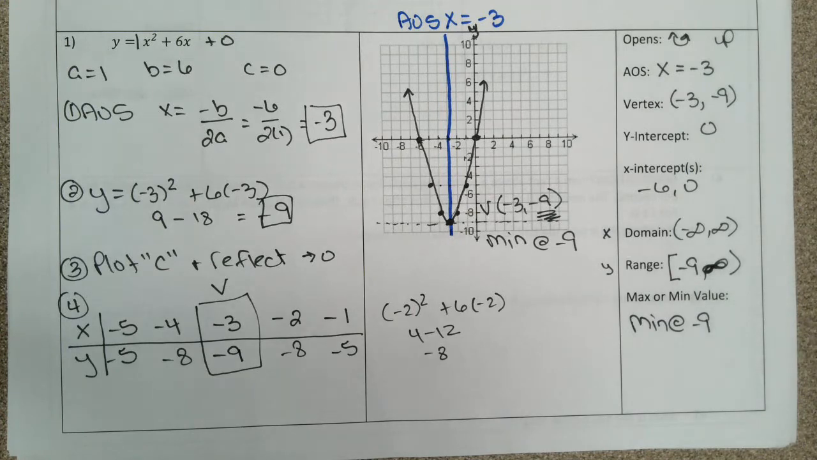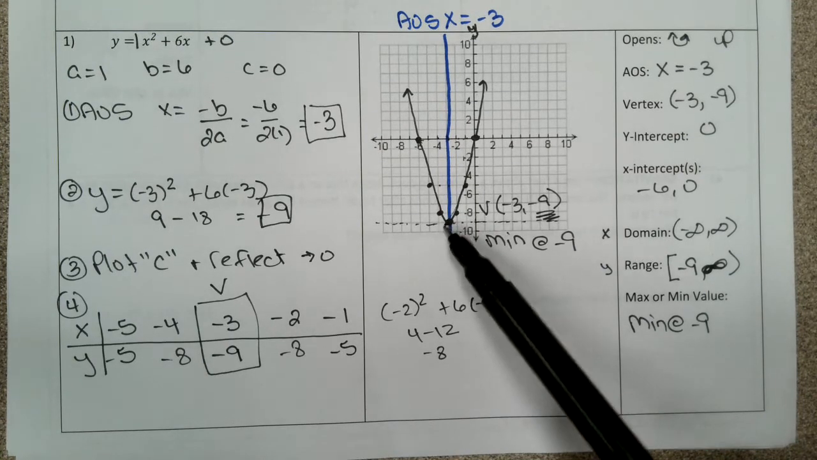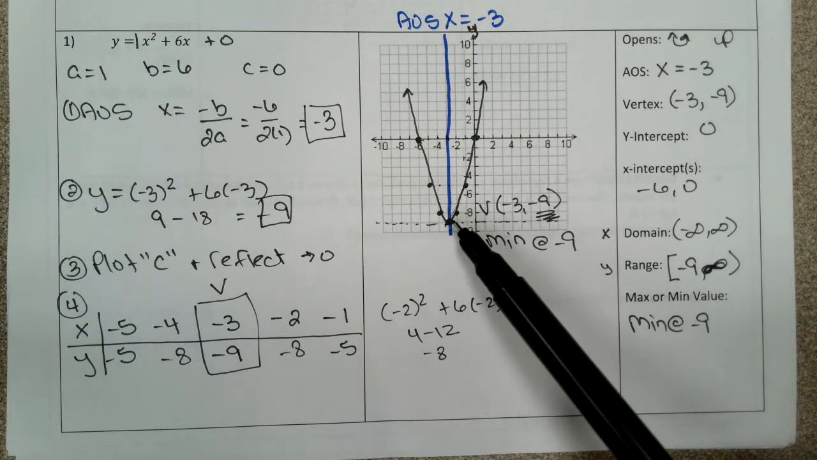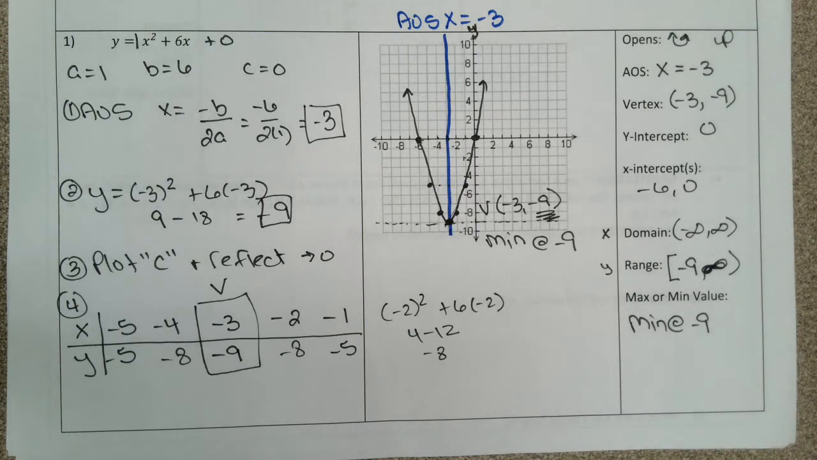So this is how you get all the information that you need. We're going to do some word problems later, but please note if it says what is the lowest point of something, that is also code for vertex. Let's do another one.